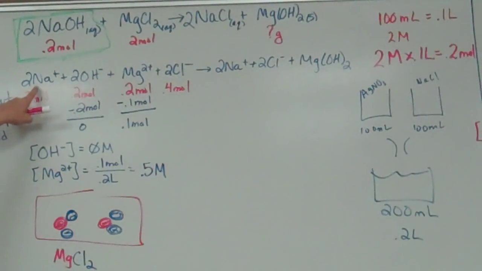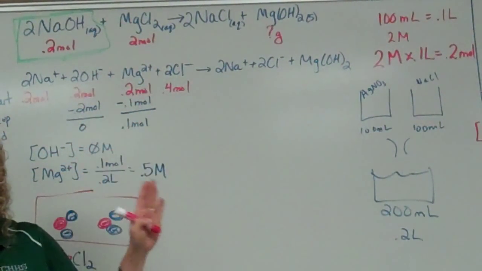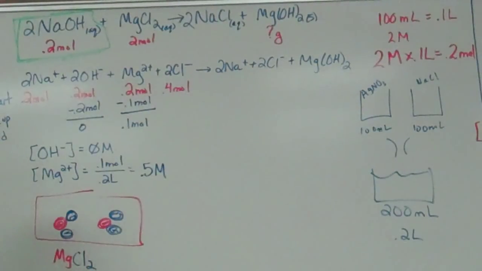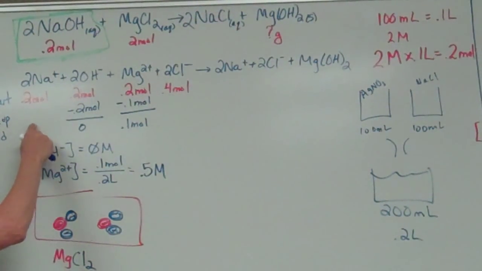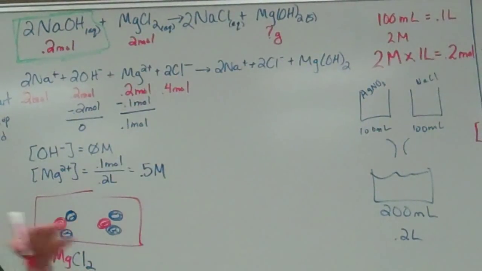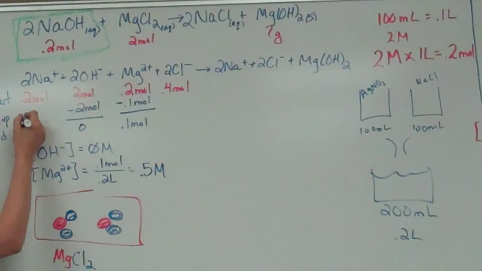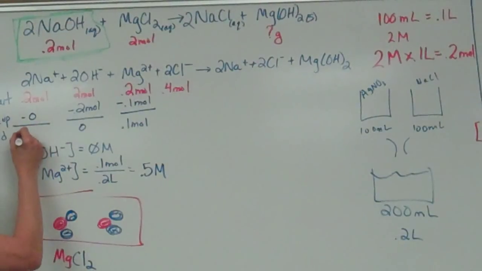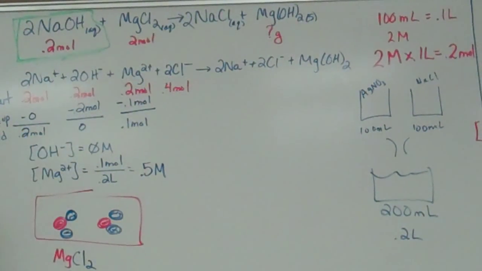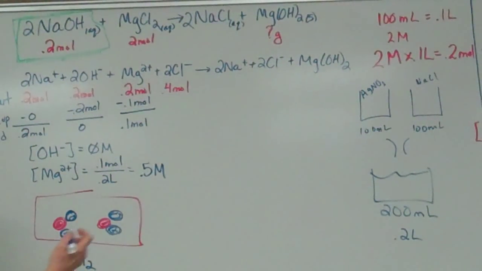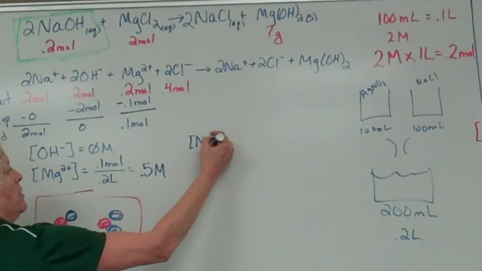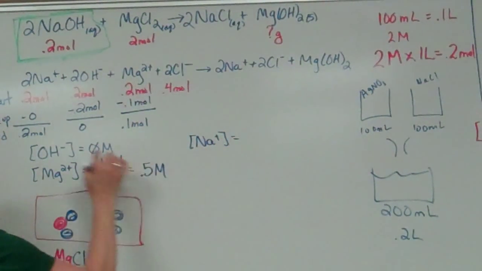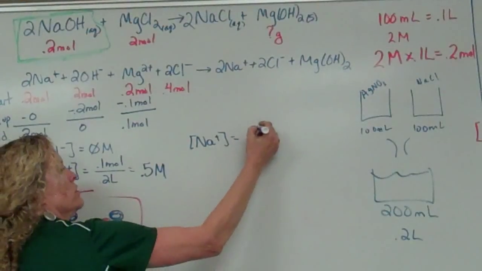Did anything happen to the sodium? Did it change at all? No. So, did any of it get used up? No. By definition, a spectator, nothing happens, nothing gets used up. So, let's just subtract 0, and so we end up with exactly what we started with. So, the sodium concentration is going to be 0.2 moles.